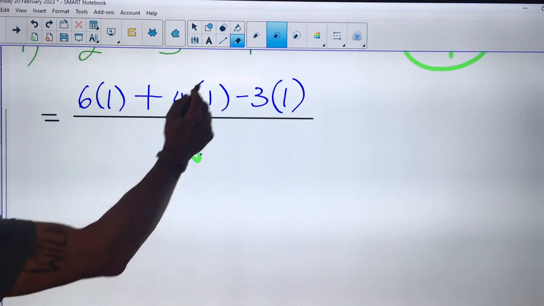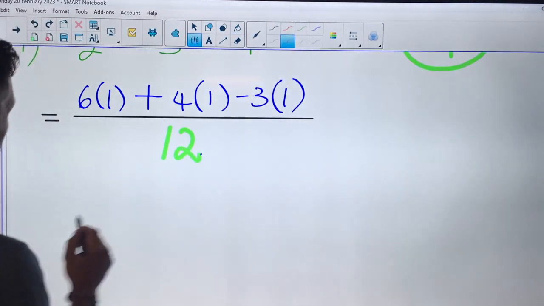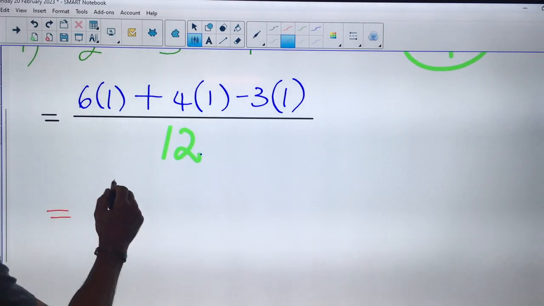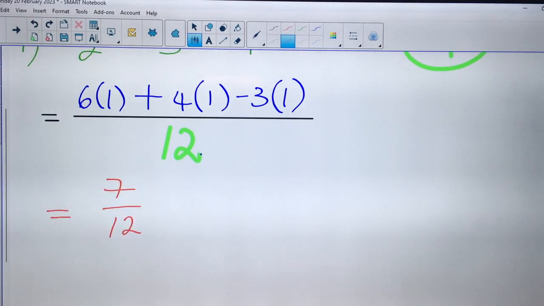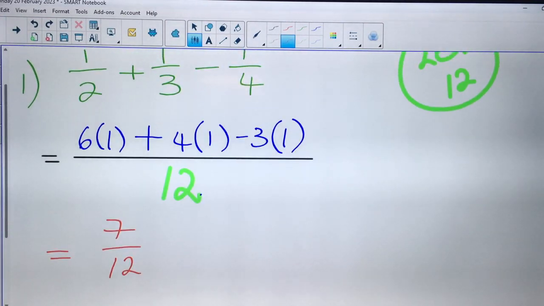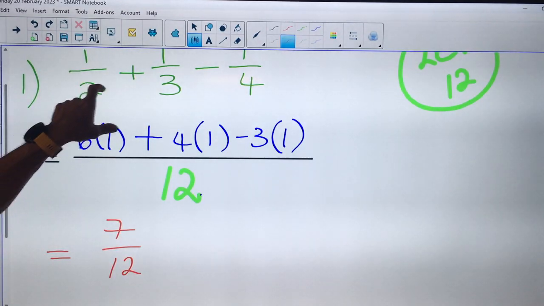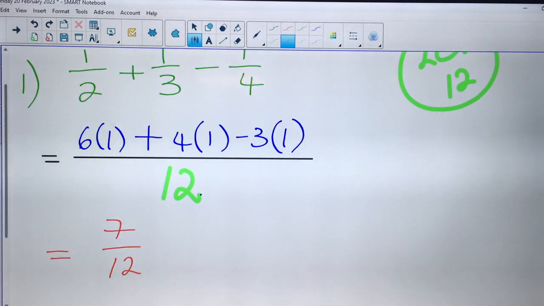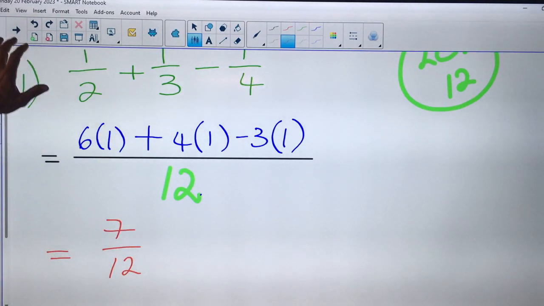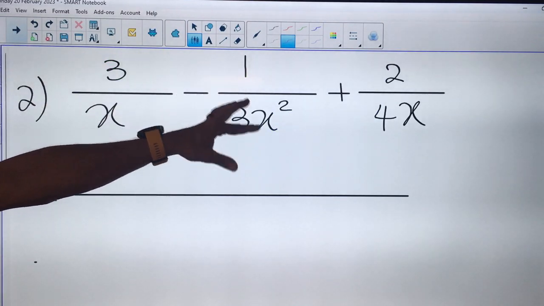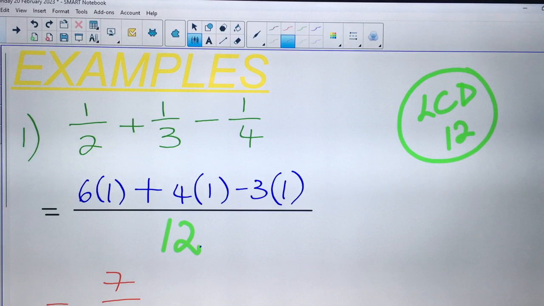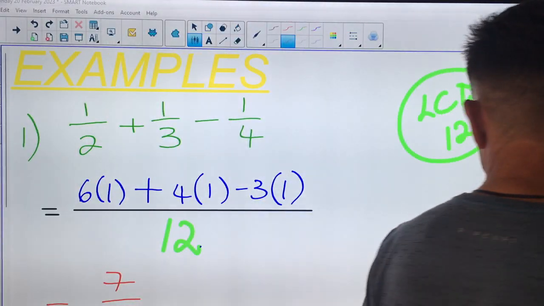Now all that is left to do here is to add like terms. So 6 plus 4 is 10, minus 3 will give us 7, so this answer is 7 over 12. Of course your calculator can do this. But if we get to a stage like this where we have x's, then the calculator is of little use. But you could use the calculator to do that calculation.